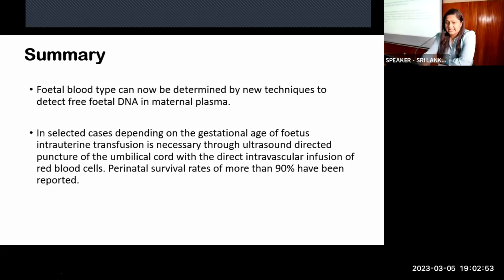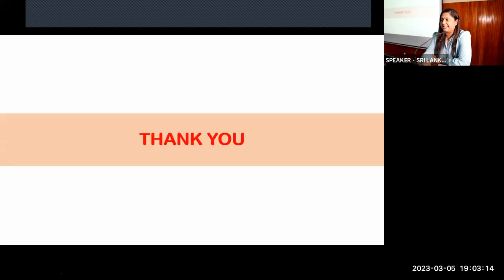And in selected cases, depending on the gestational age of the fetus, intrauterine transfusion may be necessary through ultrasound-directed puncture of the umbilical cord with direct intravascular infusion of red blood cells. And with this technique, perinatal survival rates of more than 90% have been reported. Thank you very much.